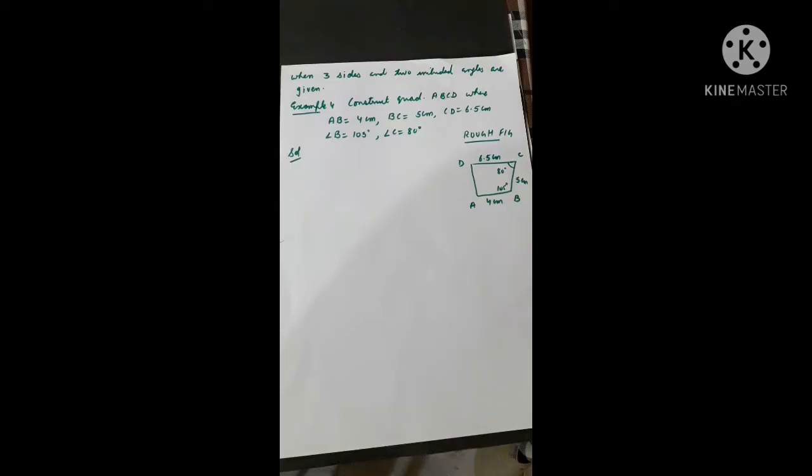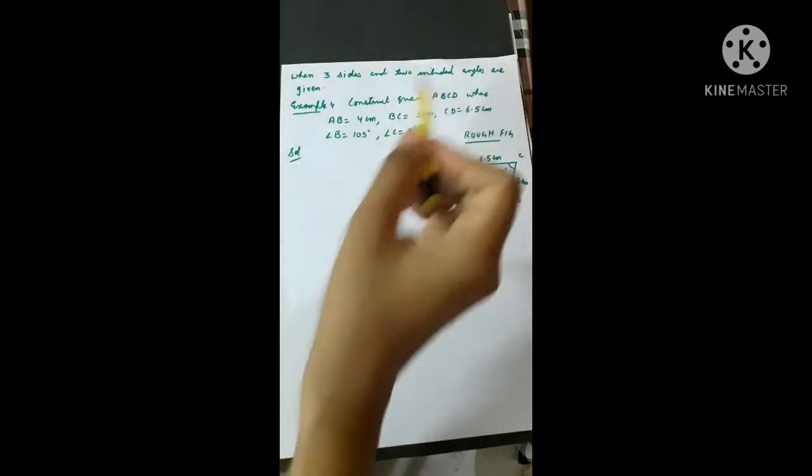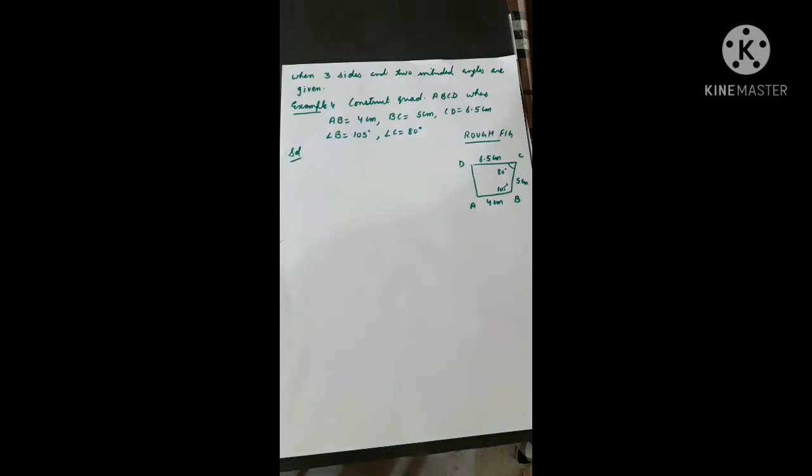Before starting exercise 4.4, let us discuss example number 4 given on page number 65. Construct a quadrilateral ABCD where AB is 4 centimeter, BC is 5 centimeter, CD is 6.5 centimeter, angle B is 105 degree and angle C is 80 degree. Now see here, the construction of quadrilaterals will be when three sides and two included angles are given, we have to construct the quadrilateral.